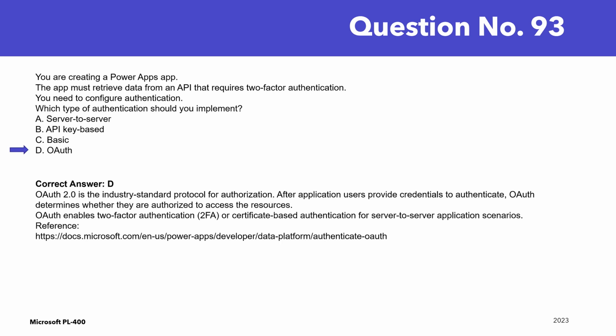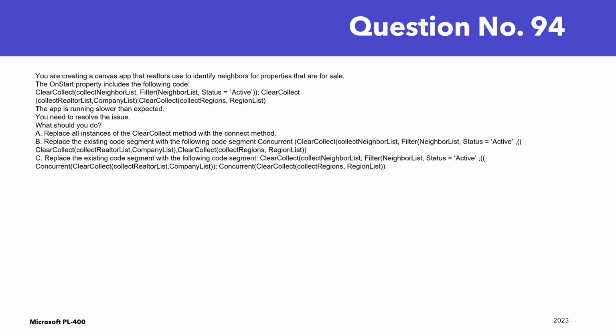You are creating a Canvas app that realtors use to identify neighbors for properties that are for sale. The OnStart property includes the following code: ClearCollect neighbor list, Filter neighbor list, status equals active, ClearCollect realtor list, company list, ClearCollect regions, region list. The app is running slower than expected. You need to resolve the issue.